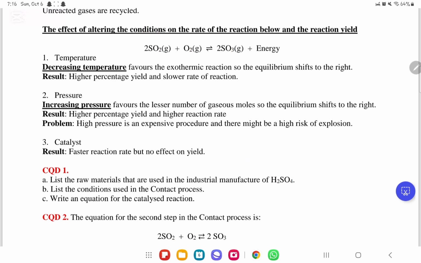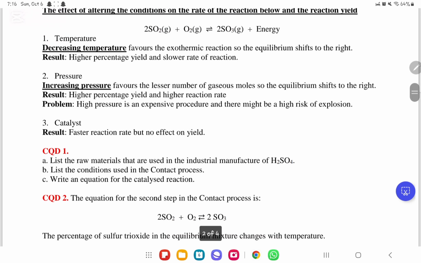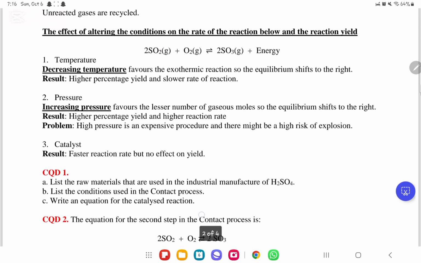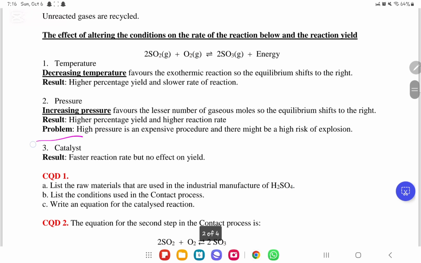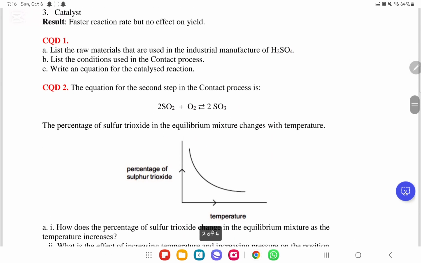So what is the problem if we increase the pressure? That high pressure is an expensive procedure and there may be a high risk of explosion. Finally, catalyst, as we said many times, the catalyst doesn't have any effect on equilibrium, but instead it will result in a faster reaction, but no effect on the products. So let's answer. List the raw materials that are used to manufacture H2SO4.